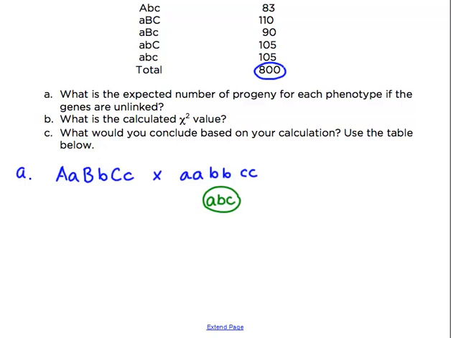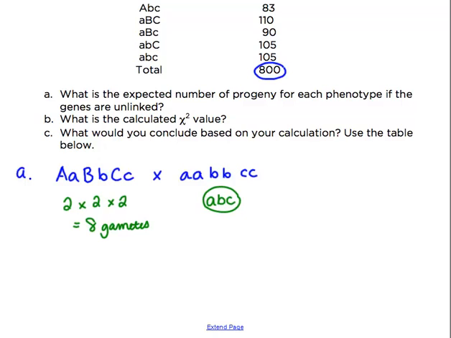Now, how many gametes can the first individual produce? Well, let's do the shortcut we did early on in chapter 2. For the A gene, there are 2 different alleles, so we'll write 2. For B, 2 different alleles. And for C, 2 different alleles. When you multiply that across, that means there are 8 different gametes that can be produced.